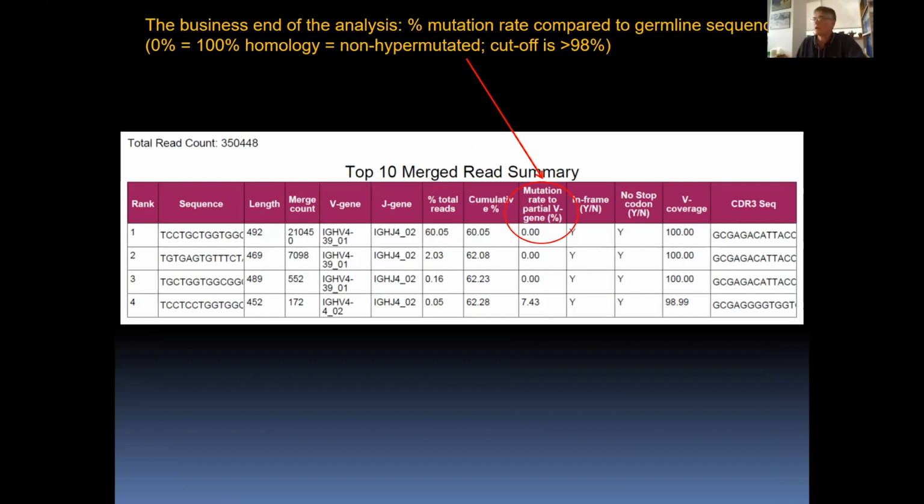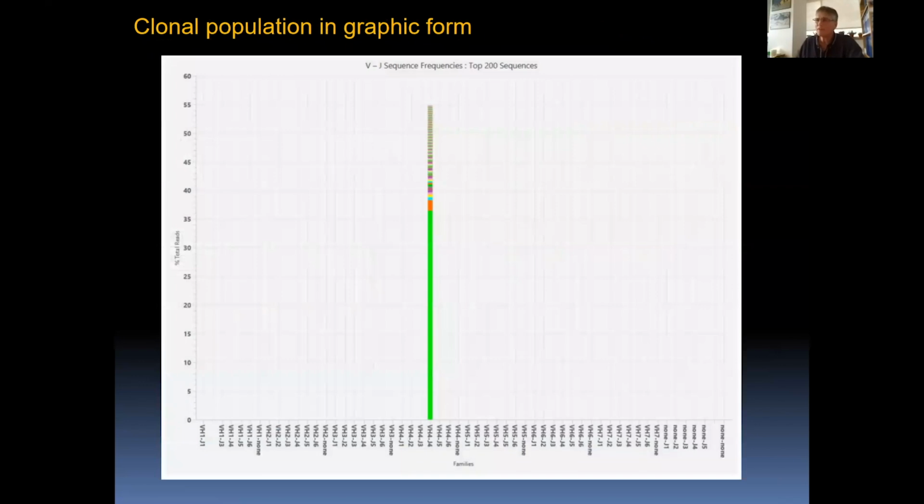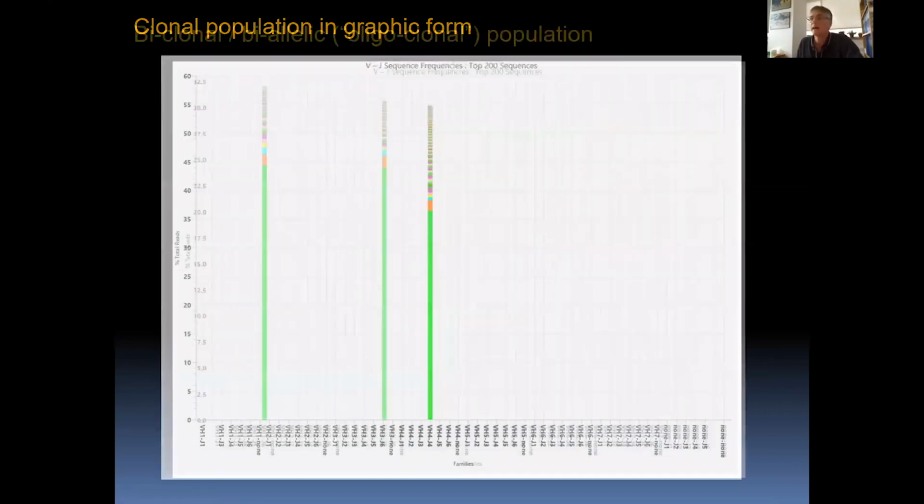In this column, the software compared the sequence of the V region to its germline version present in the database, and it compares by how much it differs. In this case, there's no difference. It's 100% homologous, meaning it's a poor prognosis for this case of CLL. In graphic form, you also get this, whereby you can see the green bar representing your 60% of the clones that are present.